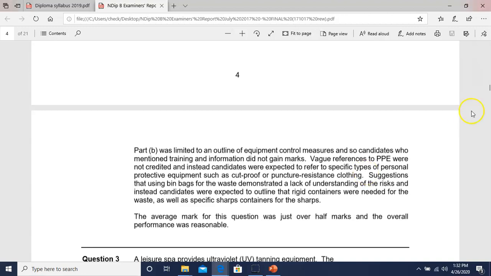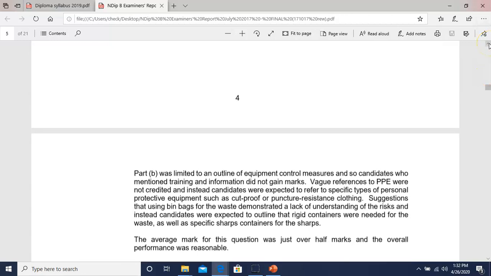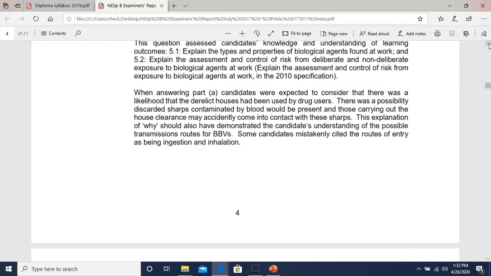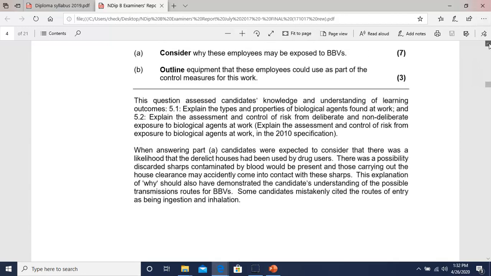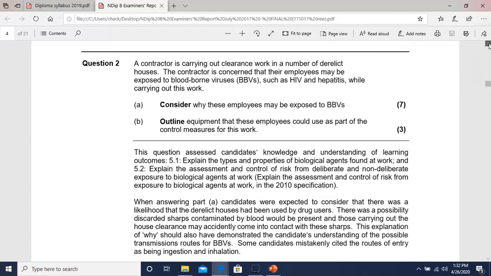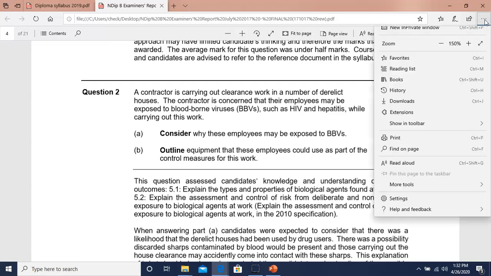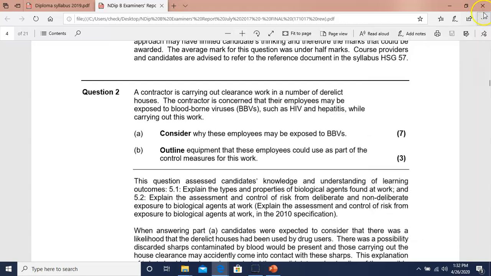A contractor is concerned that the employees may be exposed to viruses such as HIV and hepatitis. Consider why these employees may be exposed to blood-borne viruses. Outline some of the control measures the employees could use for this work, right? So a contractor is required to carry out clearance work in a number of cases.